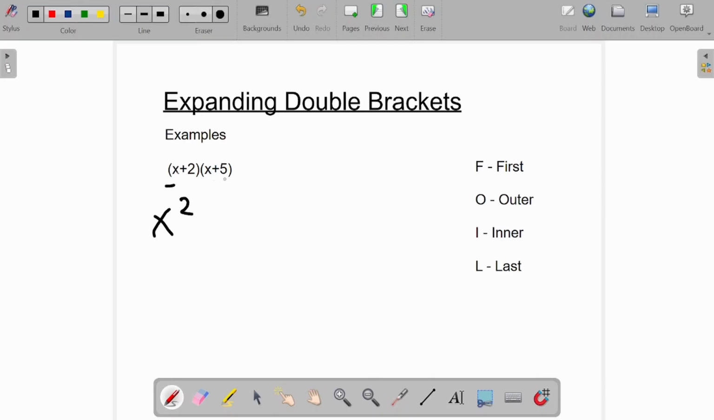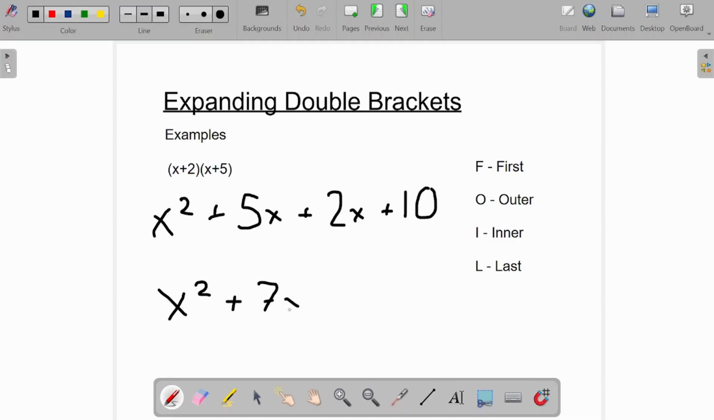And then we have the outer terms, so that is 5x. Then we have the inner terms, that is 2x. And then we have the last terms, so that is 10. As you can see here, these both share the same term, so we can actually add those two together to make the final answer x squared plus 7x plus 10.